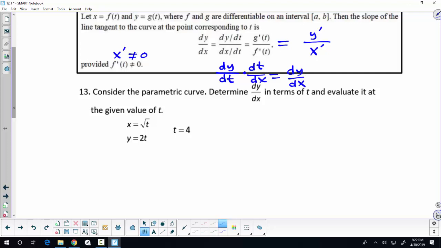For example, x is the square root of t, y is 2t. Find the derivative of the parametric equation and evaluate it at the given value of t. So that says to take the derivative of y with respect to x. We're just going to take the derivative of y and divide it by the derivative of x. So don't get this mixed up with L'Hopital's rule or a quotient rule. It's really specific to the derivative of y with respect to t divided by the derivative of x with respect to t.